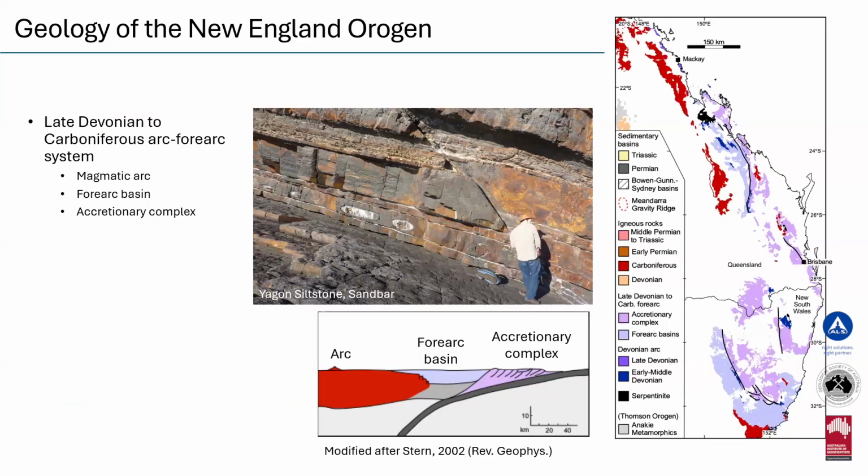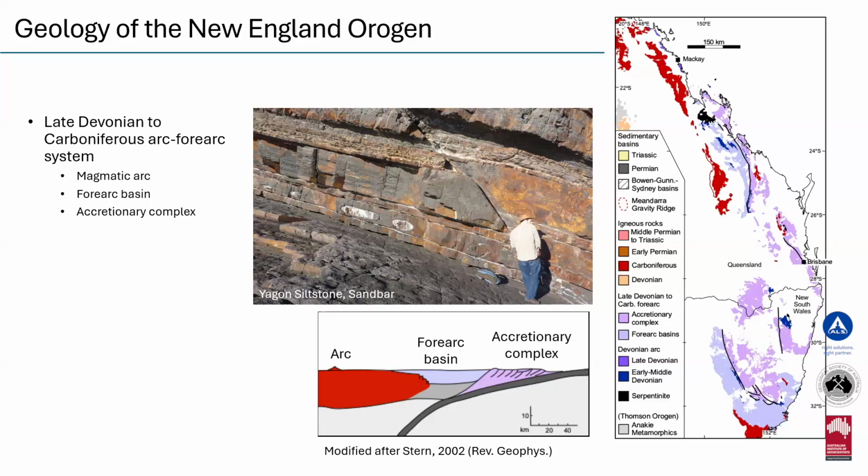The majority of the rocks in the New England Orogen are late Devonian and Carboniferous arc-related rocks, so supra-subduction-related rocks. Those are the rocks that we see here in Brisbane. So there are arc and fore-arc rocks in particular. We have the arc exposed here in Queensland quite extensively, and a little bit of exposure of the arc also in New South Wales.